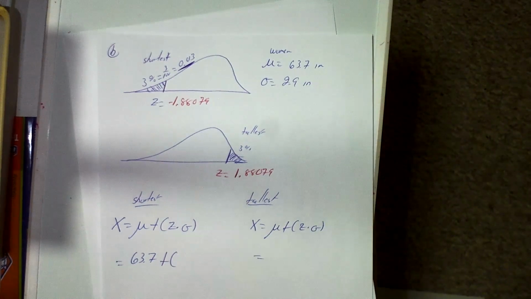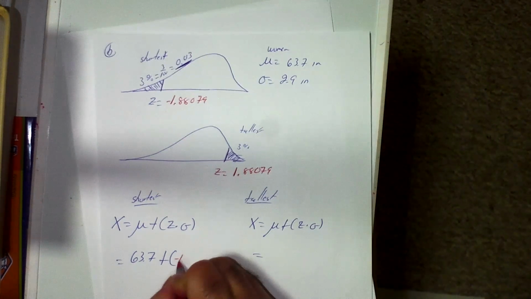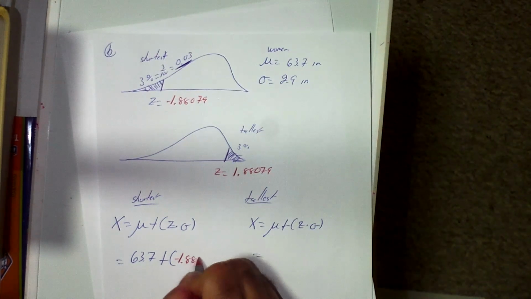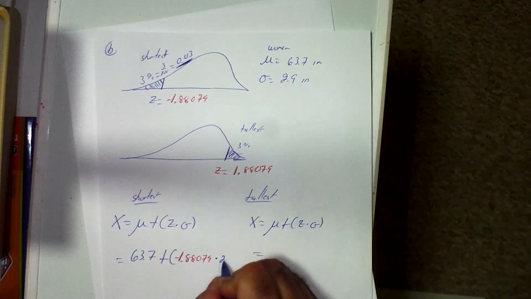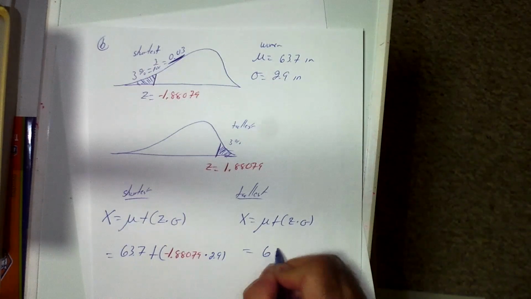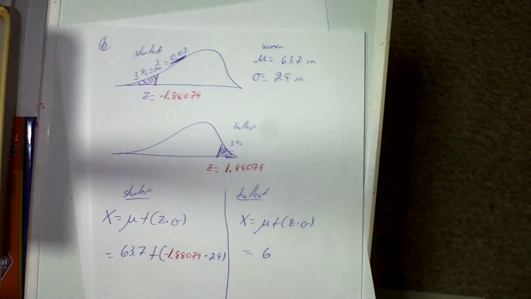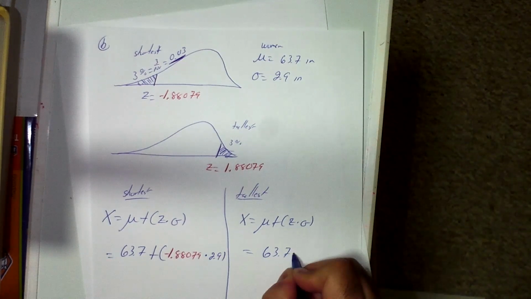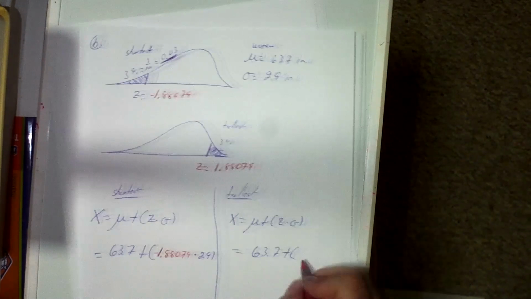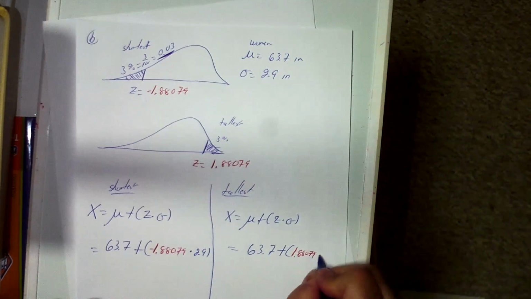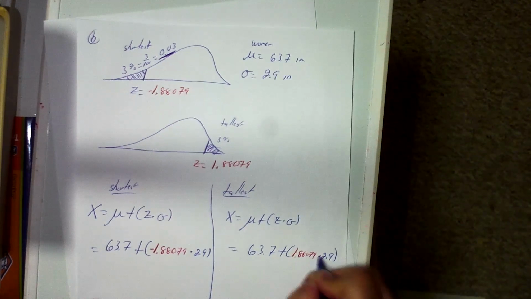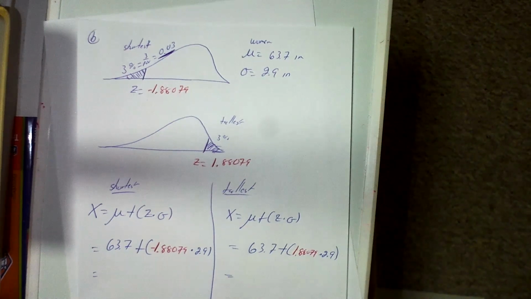And we'll do the shortest one first. 63.7 plus negative 1.88079, and then we multiply it times 2.9. And then this one we'll do 63.7 plus positive 1.88079 times 2.9. All right, and enter into your calculator.